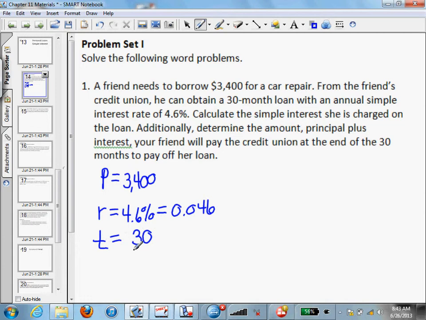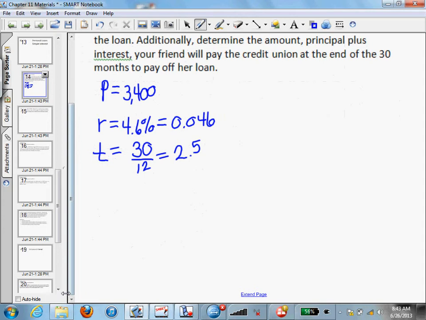Now to work with time, you're going to want to divide that 30 by 12 because there's 12 months in a year, and that's going to equal a time of 2.5. Okay, now that you have your variables laid out pretty easily, you can now work with the simple interest.